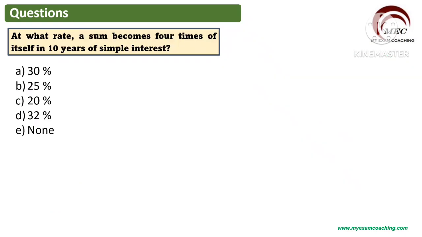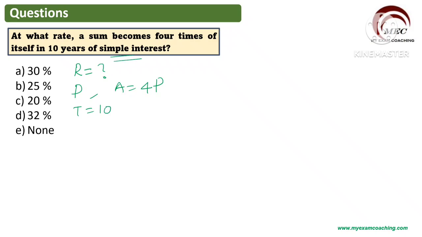Next question. Now this question is about simple interest. Again, this question is also taken from previous question papers. We have to find the rate of interest. The sum becomes 4 times itself in 10 years. The sum becomes 4 times: the principal amount is P and the total amount will become 4P. In how many years? Time T is 10 years, at simple interest.